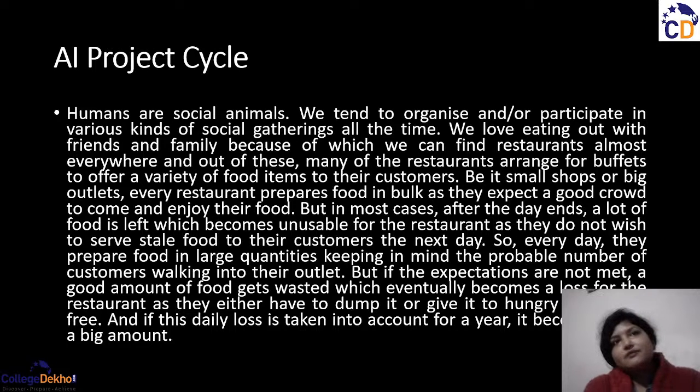Now let us move to this case study. What are the different factors we need to assume? What are the things we are going to apply? How do we apply the AI project cycle to this problem statement? And this is mainly for predicting the quantity of the food that is prepared per day, right?